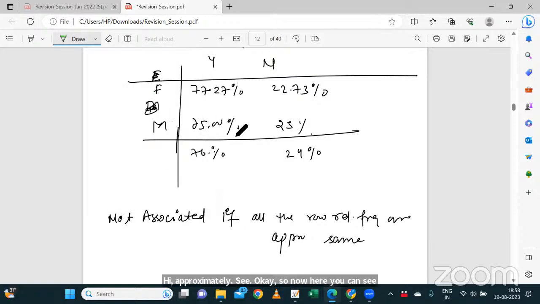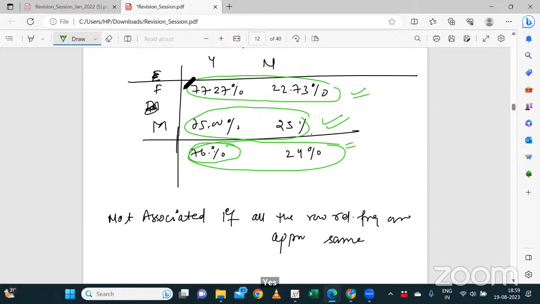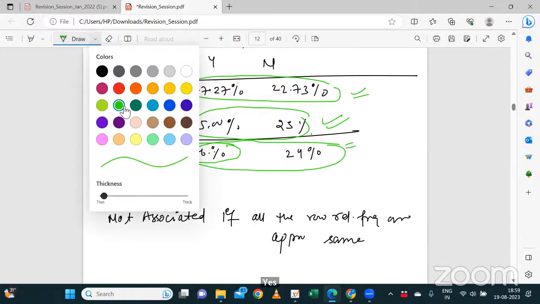Now you can see whether all the row relative frequencies are approximately the same or not. It's 76, 24. Let's compute the whole row. It's 75, 25. It's 77, 22. So there is no significant change, it's approximately the same, right? You can see the values of each row, so I will say the variables are not associated.